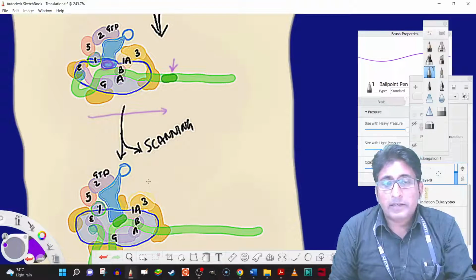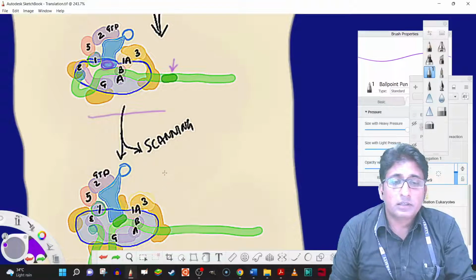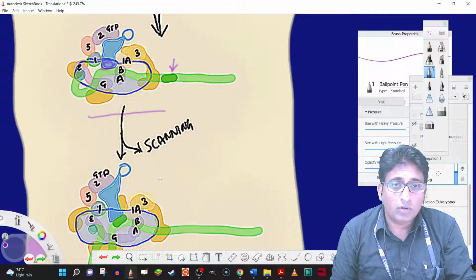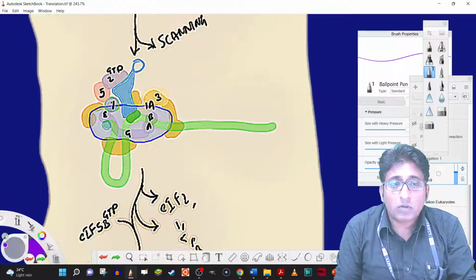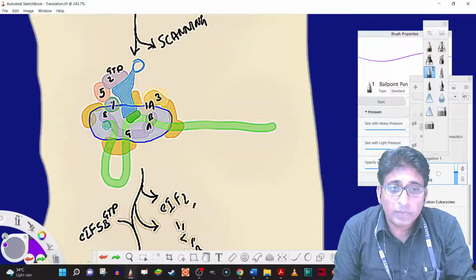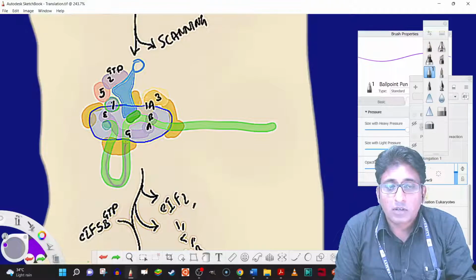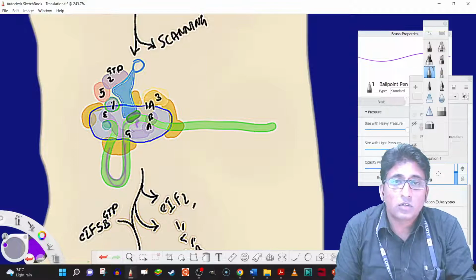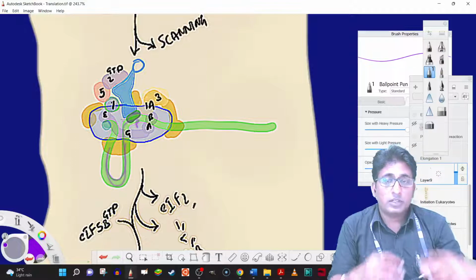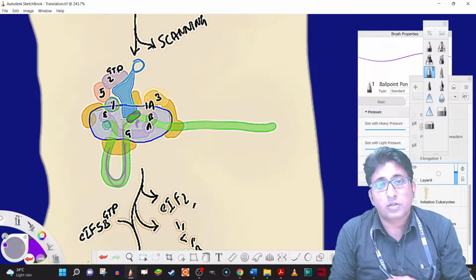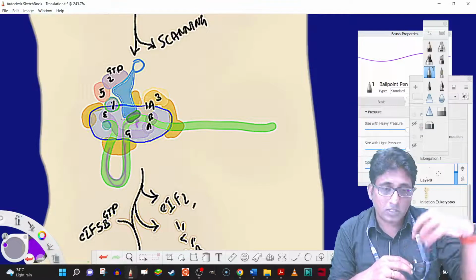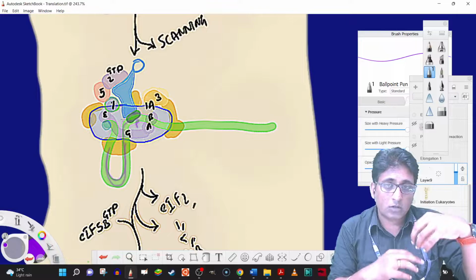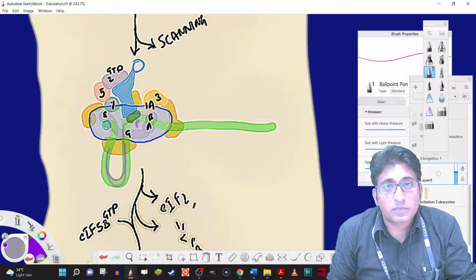So upon scanning and upon encountering the start codon, the looping of the mRNA happens. The scanning of all this mRNA has been done, and the scanning will continue until the start codon comes to the P site of the small subunit. That is where the initiator tRNA is also there. The recognition is easy because the initiator tRNA and the start codon would be a perfect base pairing.